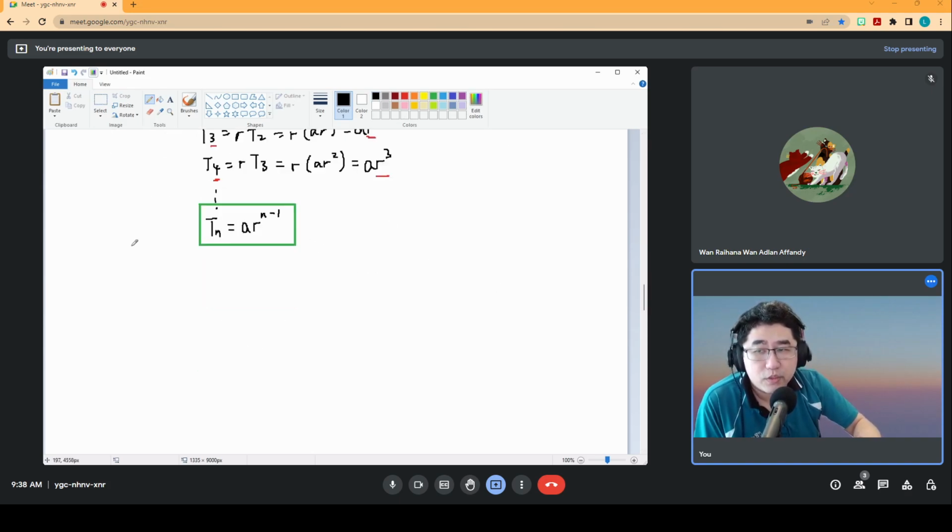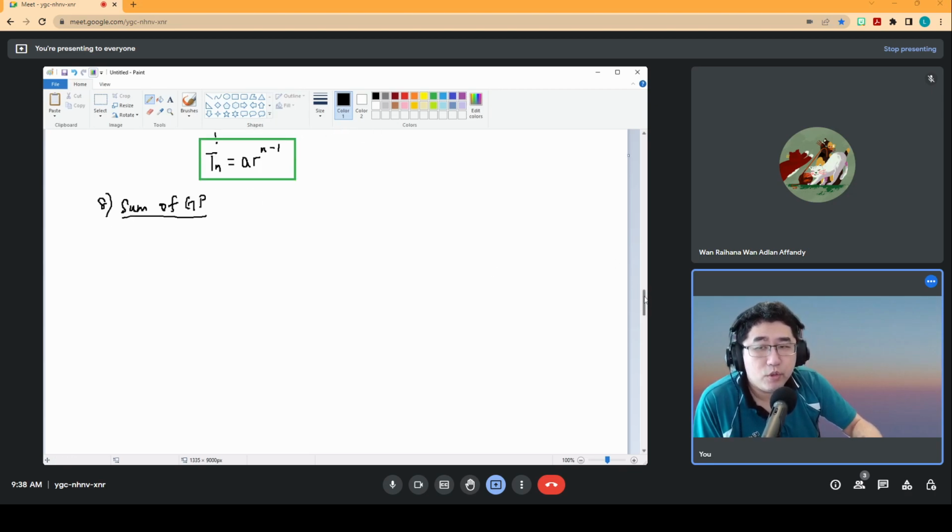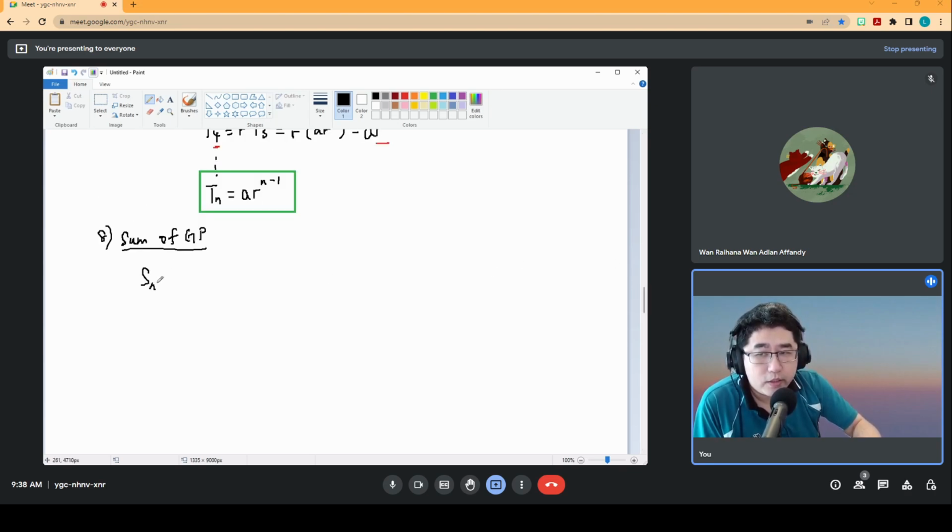Number 8, sum of GP. Okay, sum of GP. So Sn here, as I told you, is read as a summation: T1, T2, T3, all the way to Tn. According to what we have above, in Sn the T1 is A, T2 is AR, T3 is AR squared, all the way to AR^(n-2), AR^(n-1).